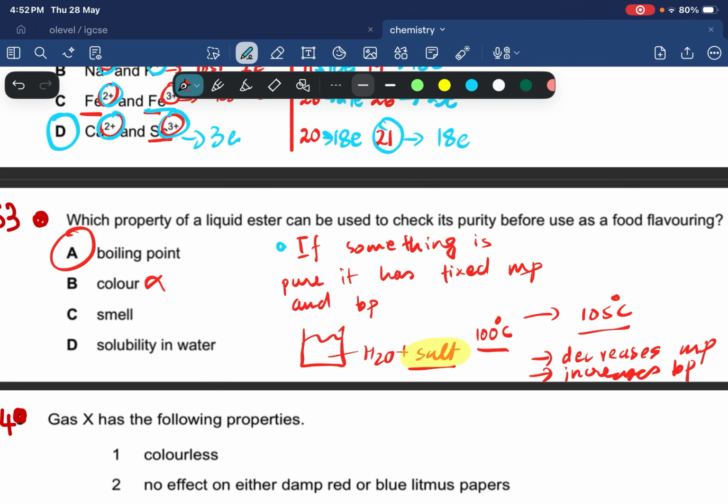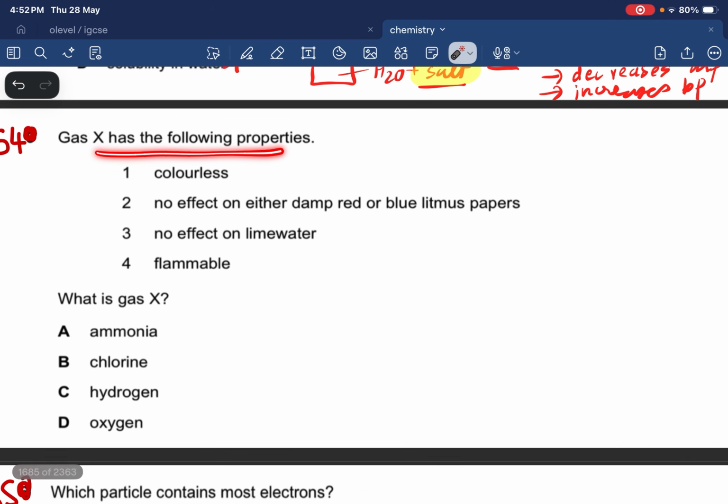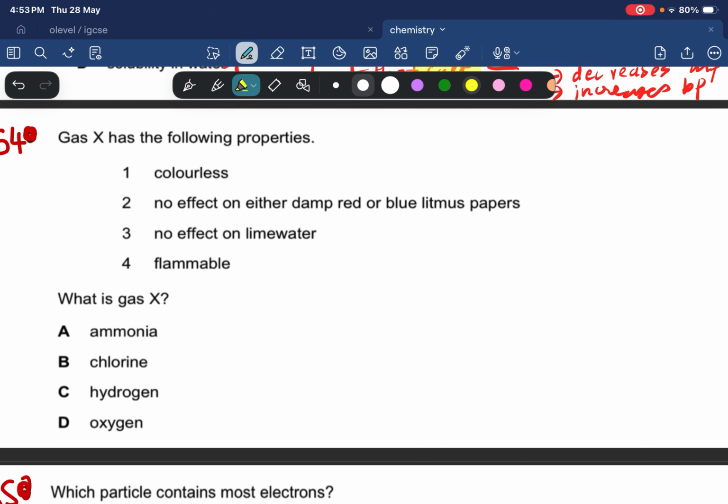Remember this. So the boiling point or the melting point is going to tell. Color does not tell anything, okay. Smell, it can be bad, you put perfume on it, it can change, doesn't matter. Solubility in water, no. Okay, gas X has the following properties. It's colorless. Okay, we know that it cannot be fluorine or chlorine because fluorine is pale yellow and chlorine is greenish yellow.